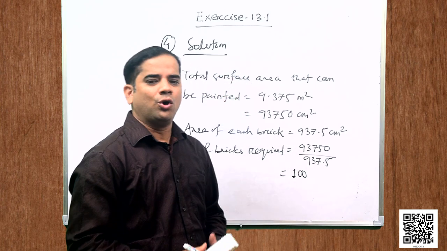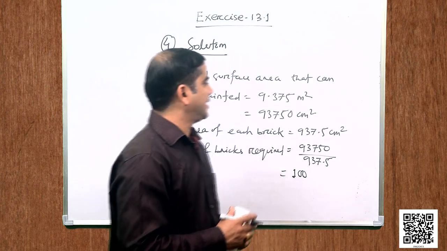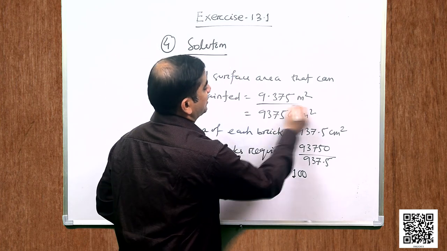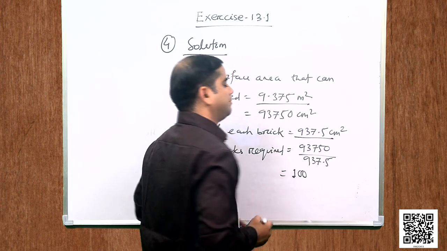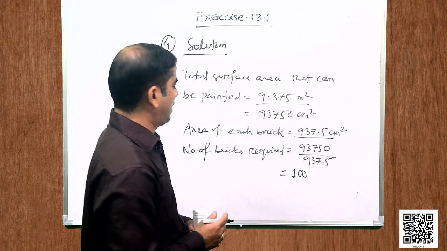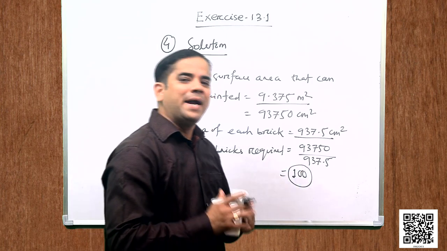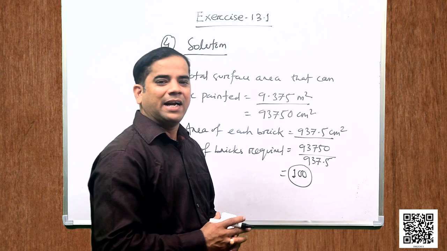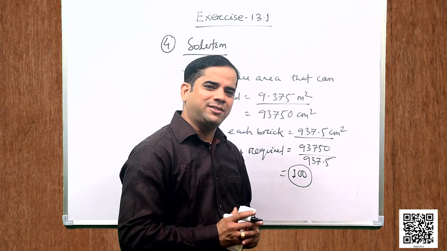Okay. So, 100 bricks can be painted out of the container. We have this much area to be covered, and as each brick has the area of 937.5, 100 bricks can be covered or painted using the paint that is in the container. Fine, hope you have understood this.